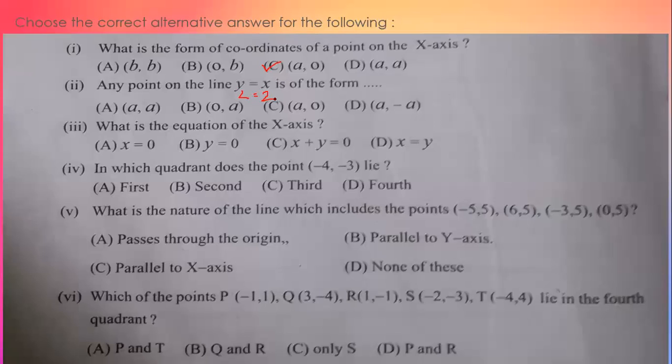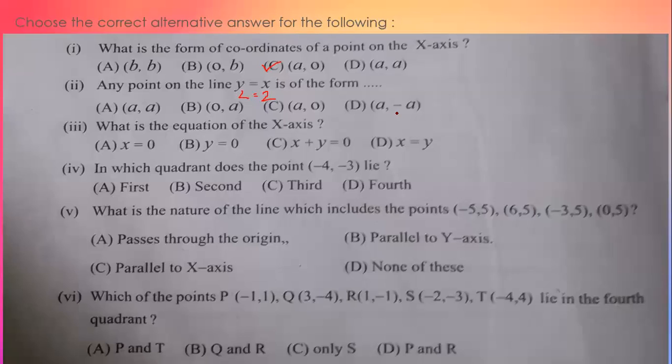So both are same. We can see here in the first alternative, they have given a and a, which means both are same. Here it is 0 comma a. This denotes it is on the axis, whereas they have told us that both the coordinates are same, right? A comma 0 also denotes that it is on the x-axis. So this is also not the correct answer.